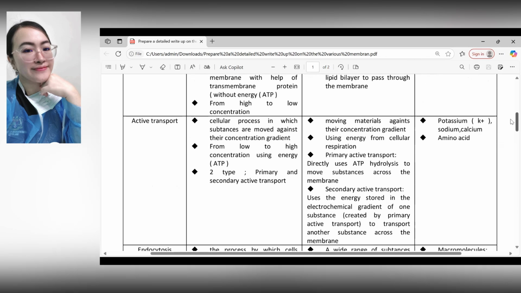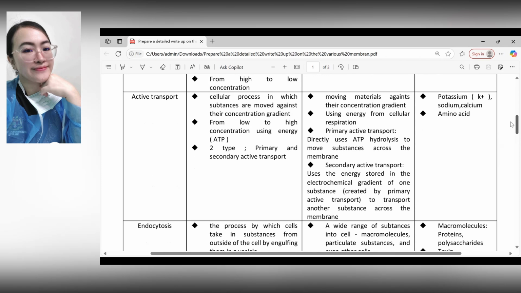Next is number 5, active transport. The description is a cellular process in which substances move against their concentration gradients, from low to high concentration, using energy. There are 2 types, primary and secondary active transport. The substance transportation is moving materials against their concentration gradients using energy from cellular respiration. And for the types, we have primary and secondary.